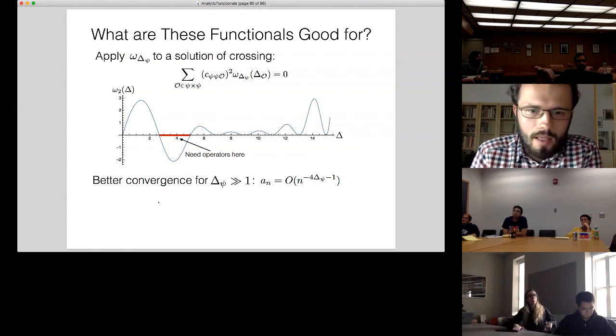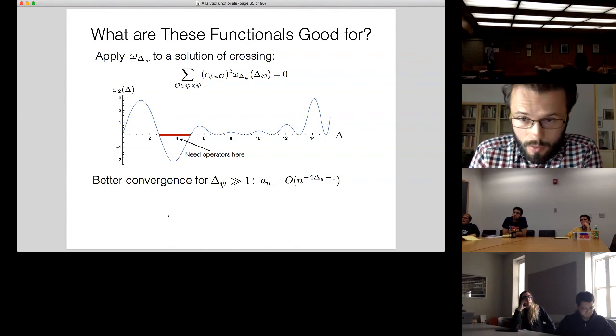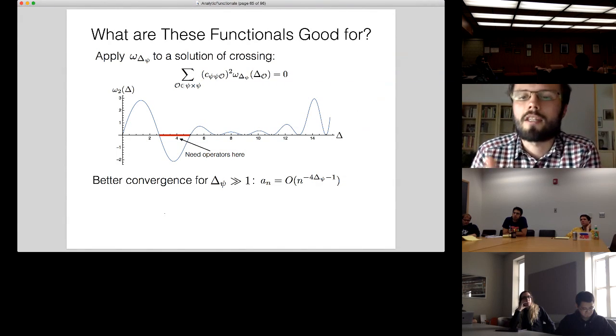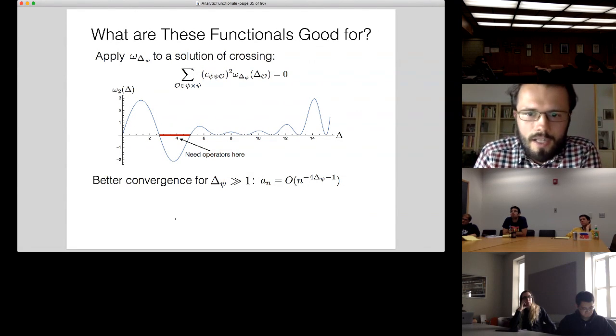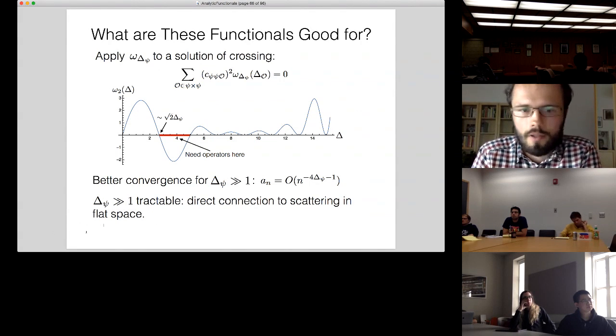What I would really like to do is to take the limit when delta psi is much greater than 1. The reason why this limit is tractable, or one of the reasons, is that the coefficients a_n decay pretty fast with n, or they decay the faster the larger the value of delta psi. So the decay is of the order of n to the minus 4 delta psi minus 1. So indeed, the greater the value of delta psi, the faster the decay of the coefficients. And this makes the limit quite tractable. And we will find that these functionals will then provide a direct connection between the crossing in a boundary CFT and scattering in the flat space limit of the bulk AdS.